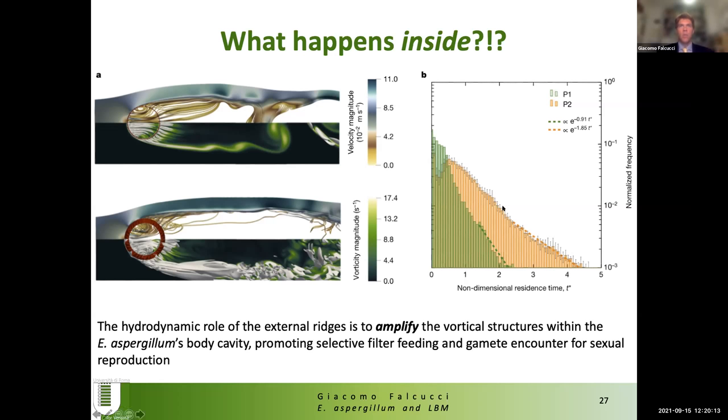And the increase in residence time that we quantified here, you can see that P2 is the geometry with the porosity and helical ridges, while P1 is the porous geometry without helical ridges. And we have a dramatic increase in the residence time inside the body cavity. So we quantified all these aspects, both downstream and inside, and we were elated to see that our HPC simulations could be of benefit for our biologist colleagues.